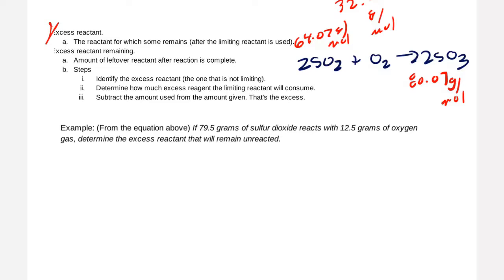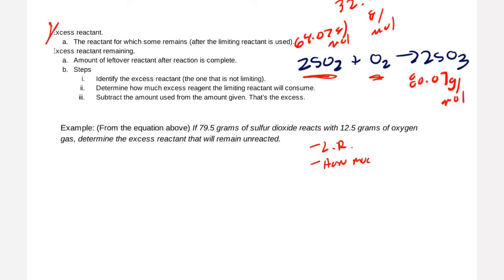So they give us the example of 79.5 grams of sulfur dioxide. I wrote this down ahead of time. It reacts with 12.5 grams of oxygen gas, that's right here. Determine the excess reactant that will remain unreacted. So we've got to do a lot of things. This is the first time I've looked at this in a few hours. So we need to first determine what the limiting reactant is.